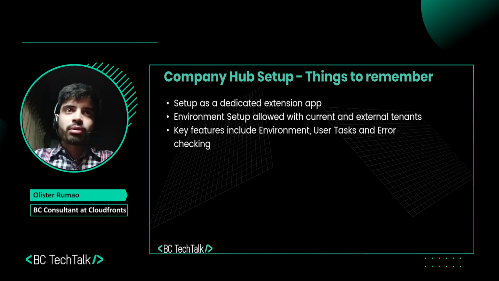Okay, so things to remember inside Company Hub. First is that it has a dedicated extension app. The second one is the environment setup, which is allowed between the current tenants and external tenants, but the difference is that you need to set up the corresponding person for the corresponding user account for it. And the key features are environments, user tasks, error checking, and basically all of these, including the permission part.